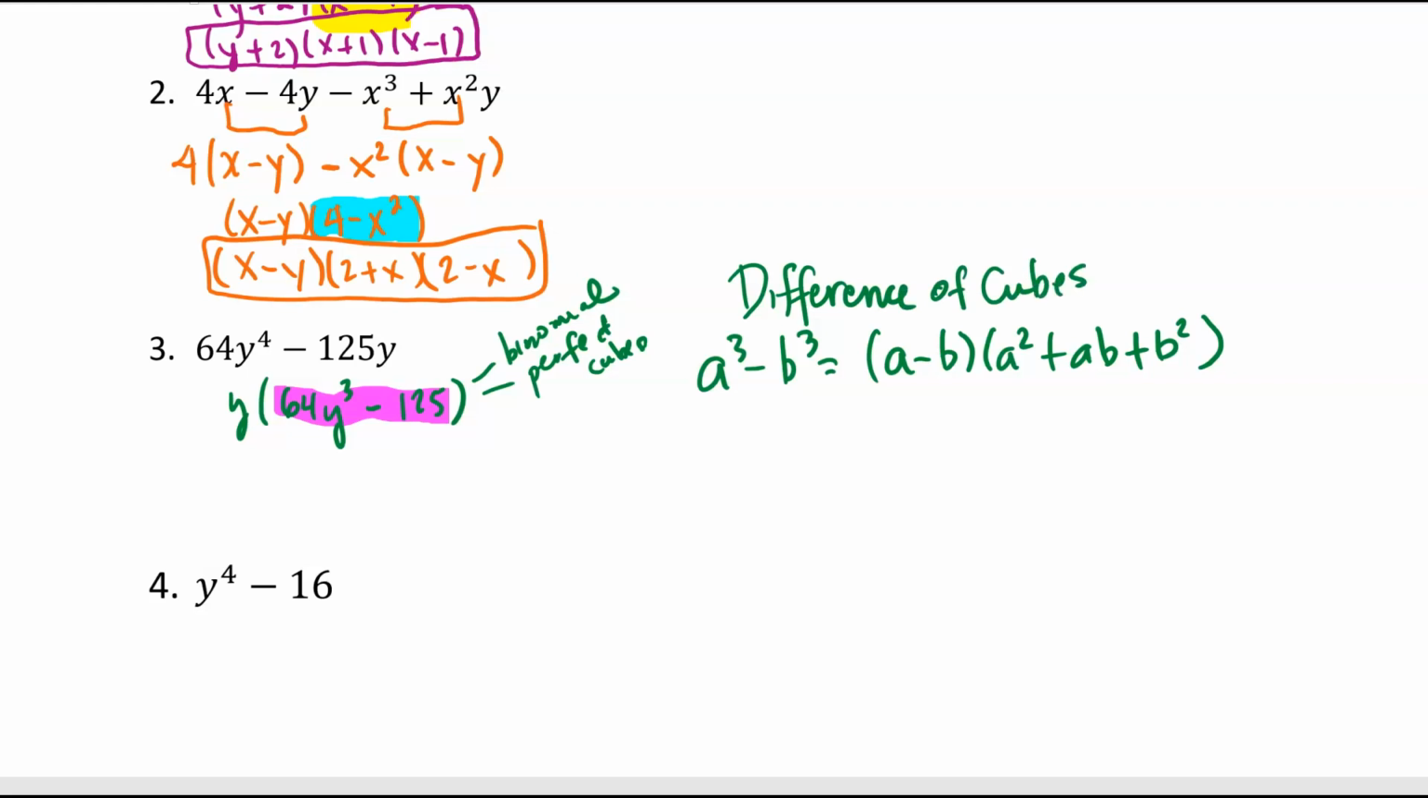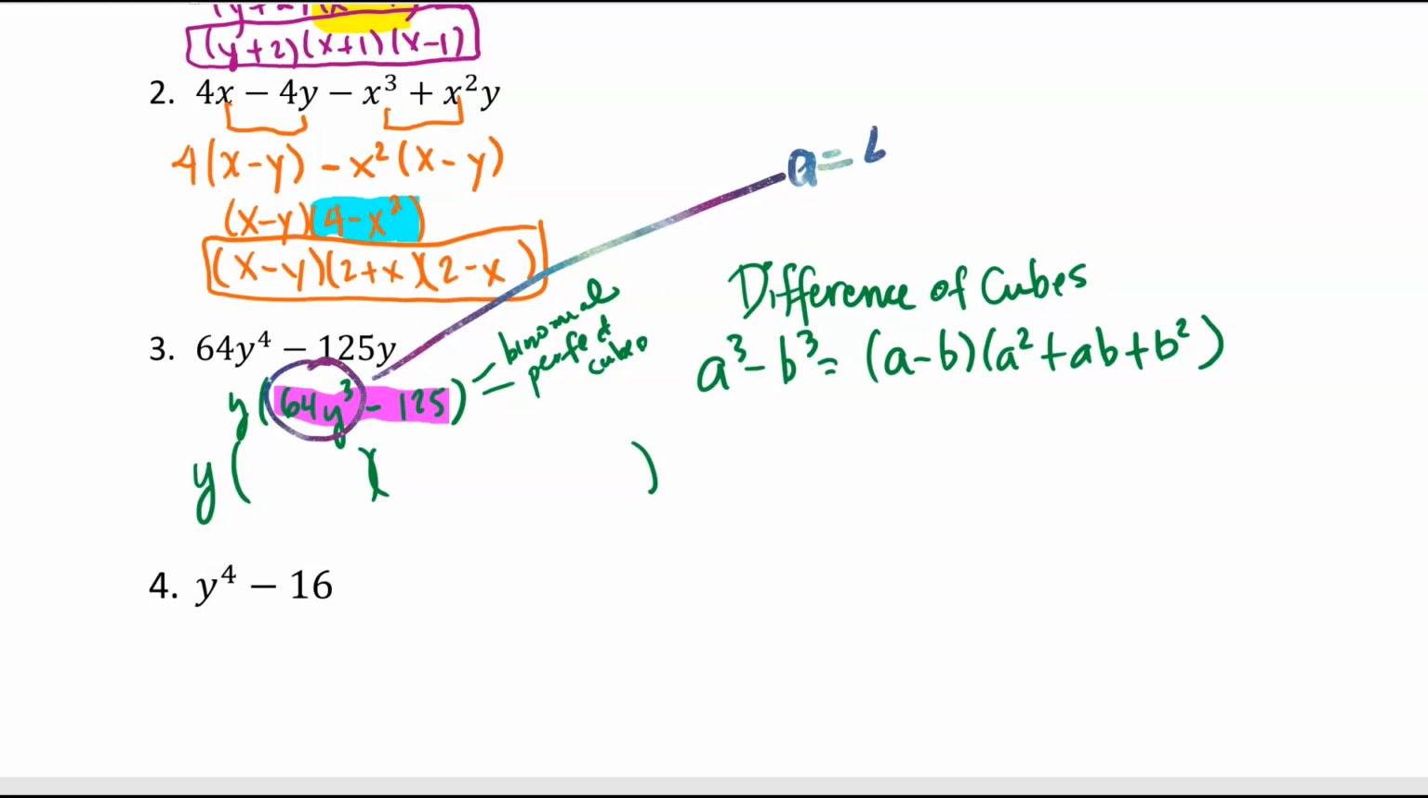Difference meaning we have a minus sign, and cubes is referring to perfect cubes. So we have y times something else. Now you have to identify, first of all, what is the a in this situation. Please do not say that it is 64. Again, it has to be something cubed to give you 64y cubed.